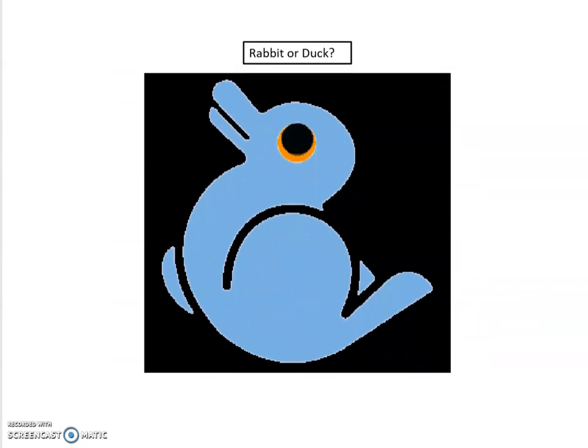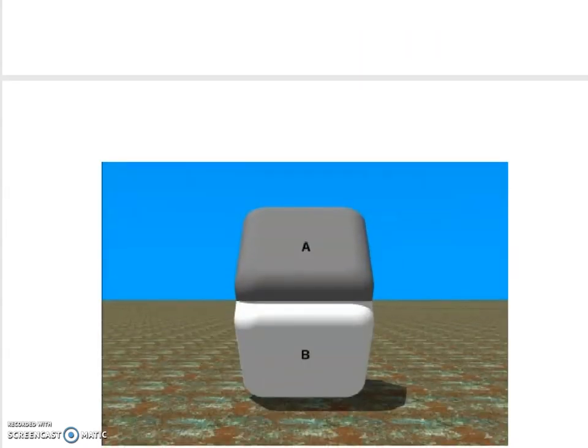Or here, the question is, is this a rabbit or a duck? Well, it depends on which perspective you're taking. So if you're thinking that it's a rabbit, then these here are the ears of the rabbit, and that's his eye, and there's the front. If you're looking at it as a duck, then this would be sort of the mouth of the duck. Anyway, just stare at it, see what you think.